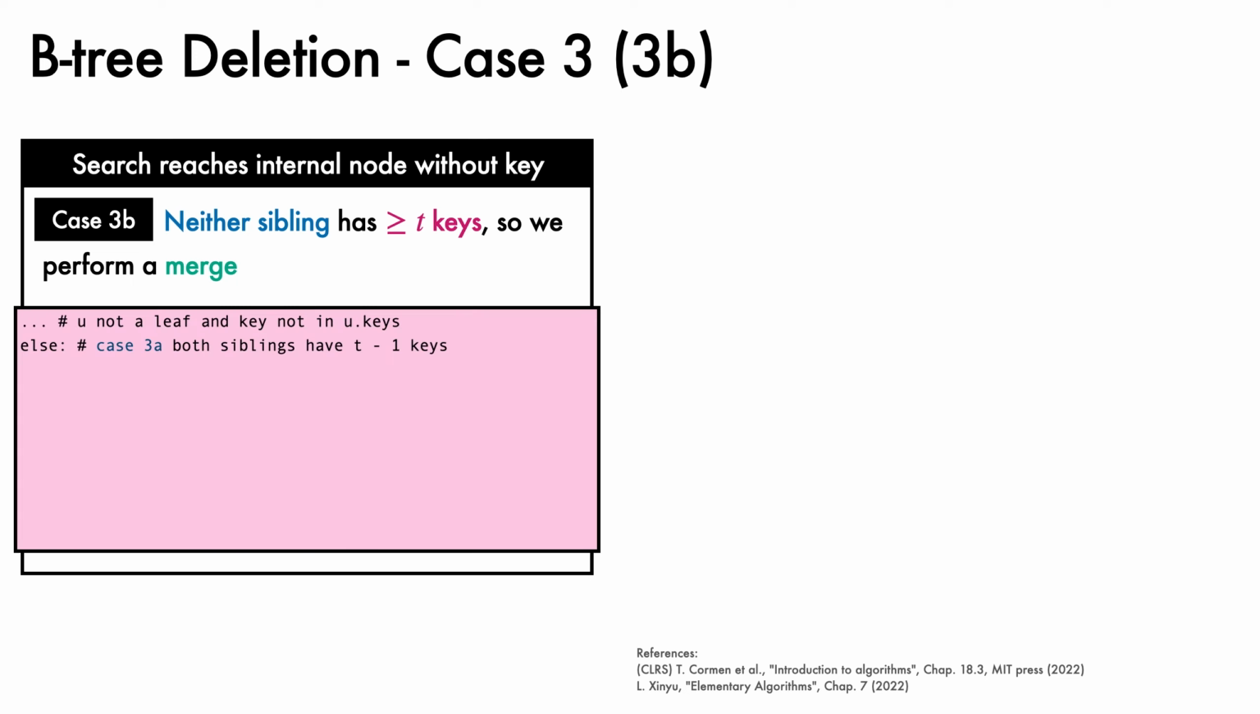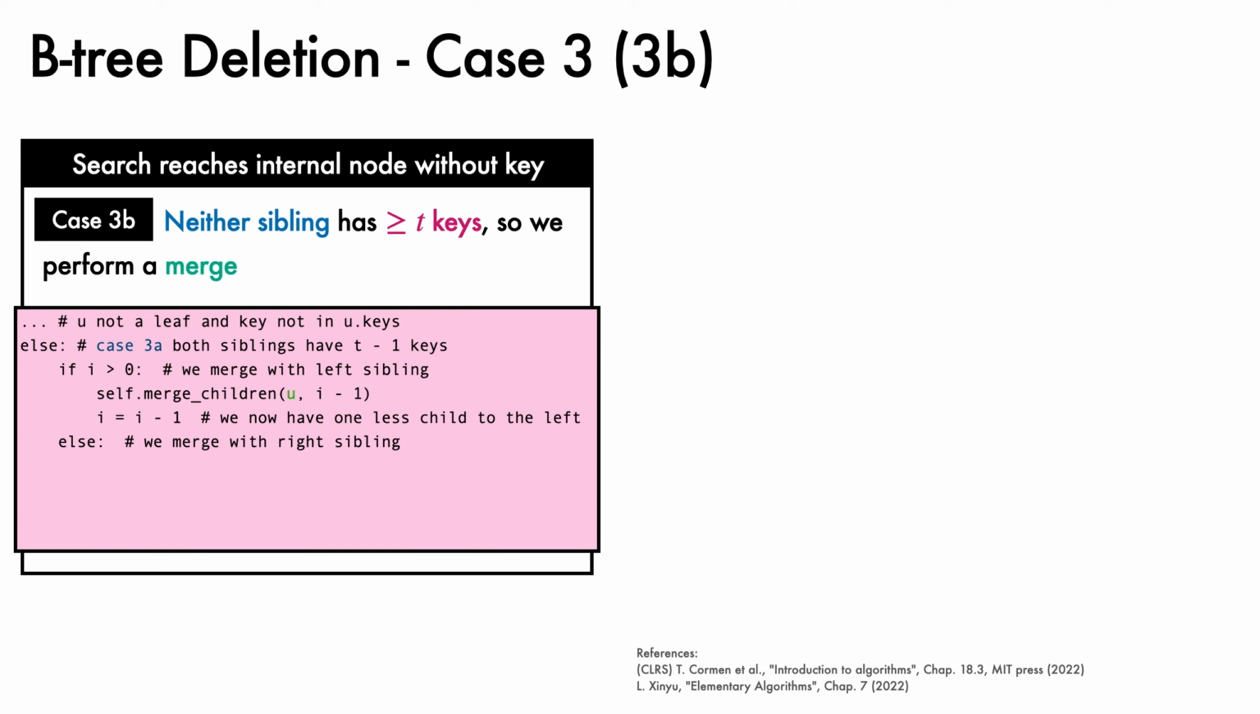Continuing our function from before, we first check if i is greater than 0. If it is, then we call merge children to merge the ith child with the left sibling, and decrement i by 1, since we now have one less child to the left. Otherwise, i is 0, so we merge with the right sibling.